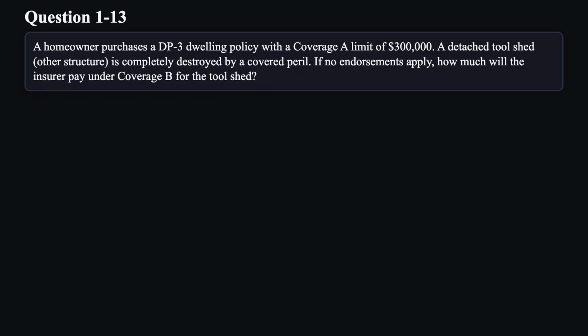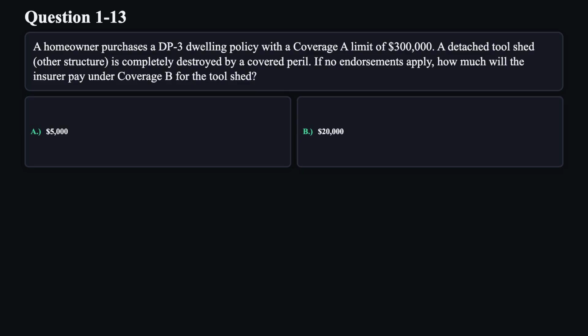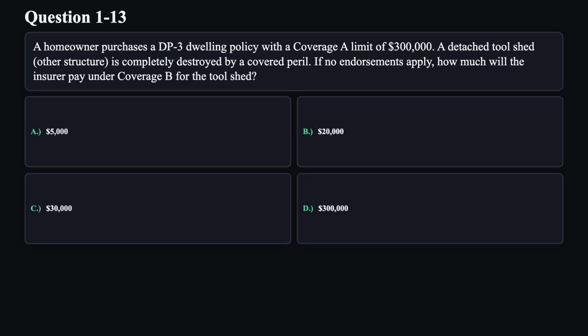Question 13. A homeowner purchases a DP3 dwelling policy with a coverage A limit of $300,000. A detached tool shed, other structure, is completely destroyed by a covered peril. If no endorsements apply, how much will the insurer pay under coverage B for the tool shed? A. $5,000. B. $20,000. C. $30,000. D. $300,000.